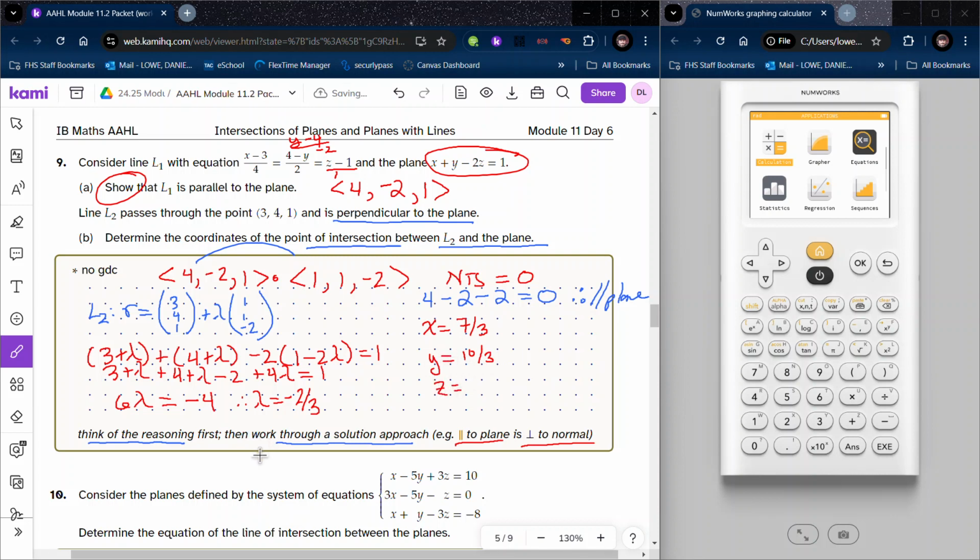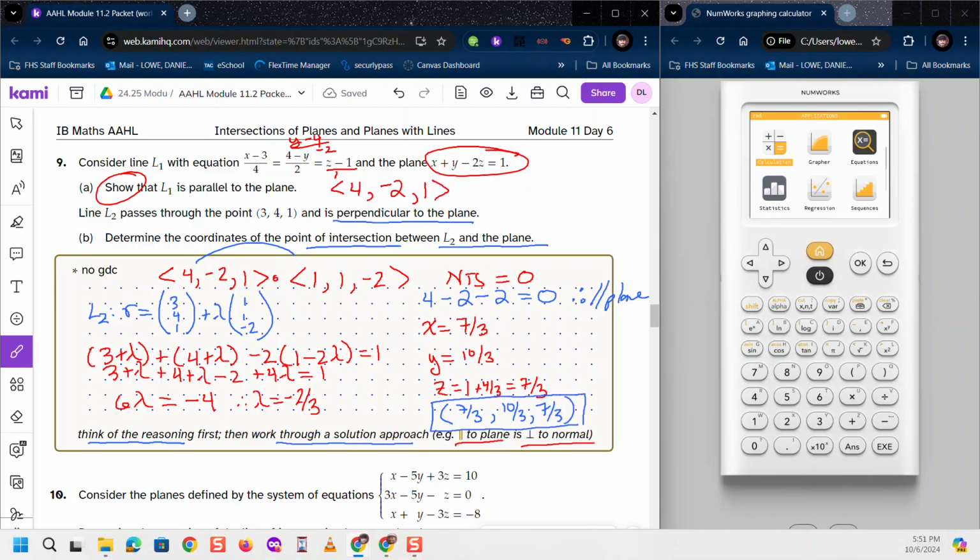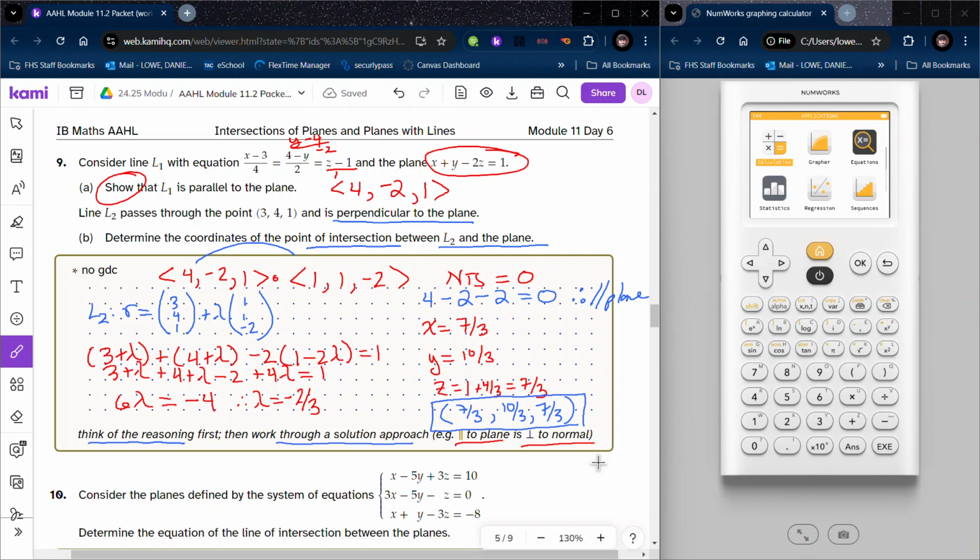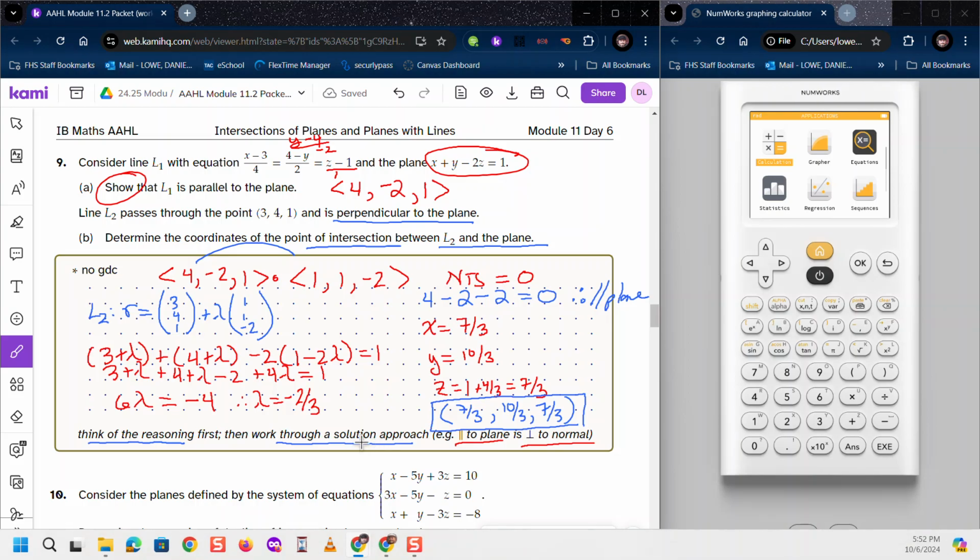And lastly, my z coordinate is going to be 1 minus 2 lambda. So that's going to be 1 plus 4/3, and 1 plus 4/3 would be 7/3. So the coordinates of that point of intersection are going to be 7/3, 10/3, 7/3. And I should be able to work without a calculator without much trouble. So once again, think of the reasoning, work through that reasoning, then get to your solution approach.